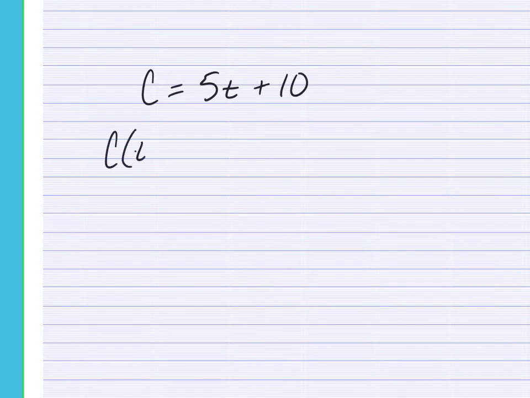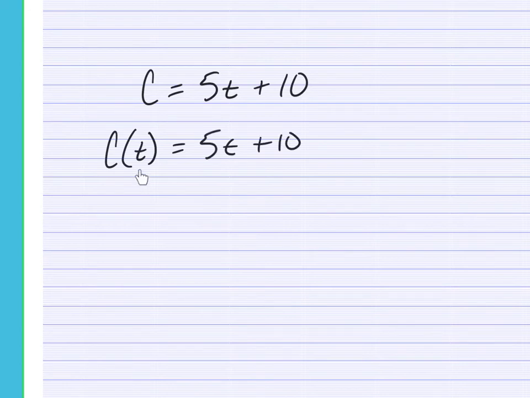Now let me use another example real quickly. If I gave you the situation, let's see, cost equals $5 per ticket plus $10 or something like this. To write that in function notation, we would say the cost depends on the ticket equals 5t plus 10.